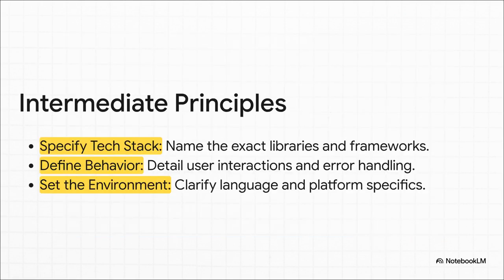So the principles here at the intermediate level, it's all about context. You have to specify your tech stack, you need to define the behavior, how it should feel for the user, and you've got to set the environment. When you do all that, you're handing the AI the project's blueprint. And that, my friends, is the difference between getting some random snippet from the internet and getting a component that's pretty much ready for production.